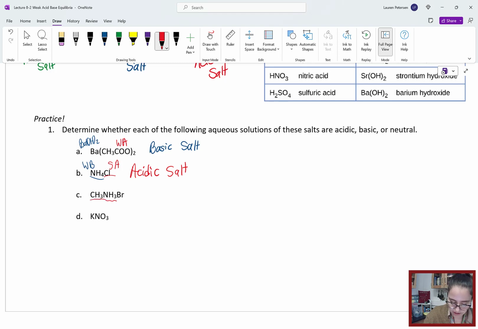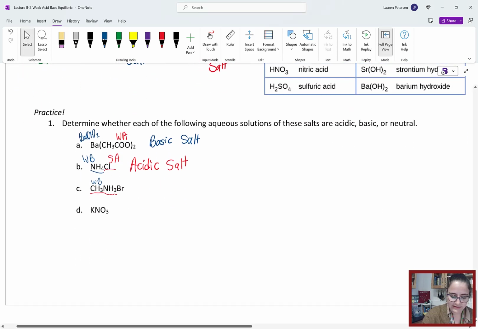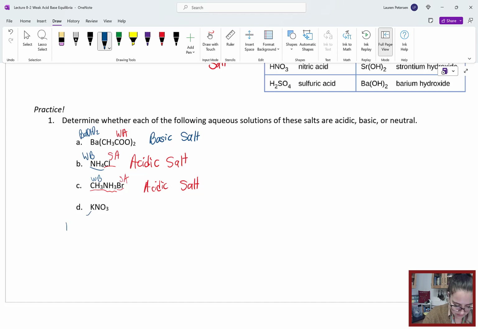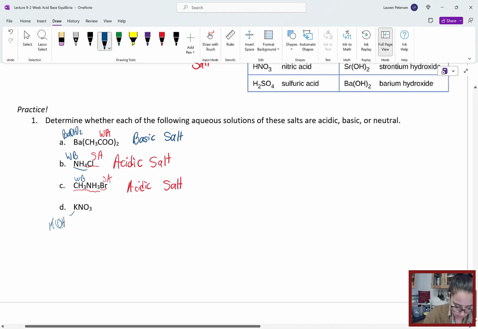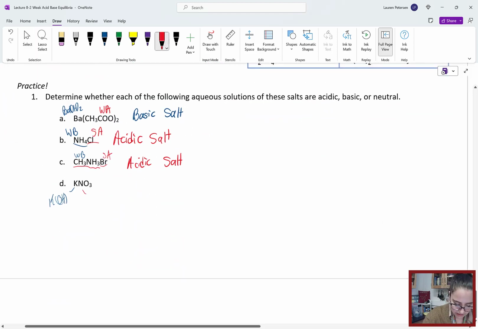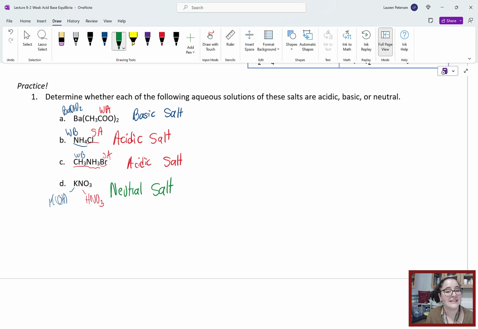I don't recognize that one, but I know that it could accept an H and be NH4 plus. So I'm going to go ahead and say that that is a weak base. And HBr is on our list of strong acids. So this is also an acidic salt. Where if we have the K, we will have KOH, which is a strong base, and nitric acid, HNO3, which is a strong acid. So this one is a neutral salt. And that's it for weak acids and bases. Okay, cool.